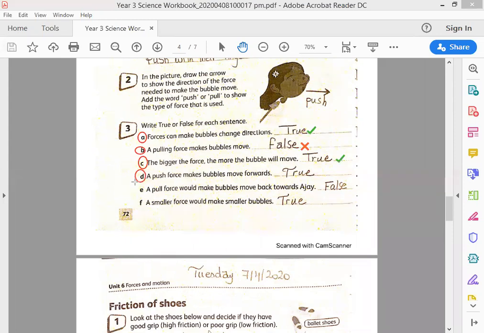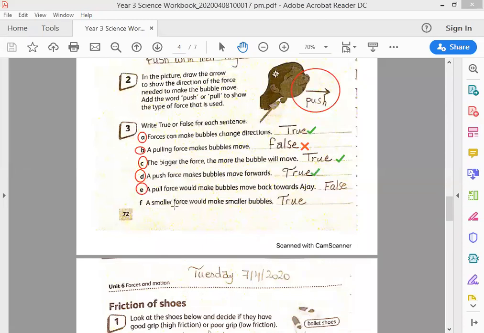Question D. A push force makes the bubble move forward. As you see in this picture, she pushes or blows air, so the bubble moves straight forward. So in question D, the answer will be true because a push force is going to make the bubble move straight forward.